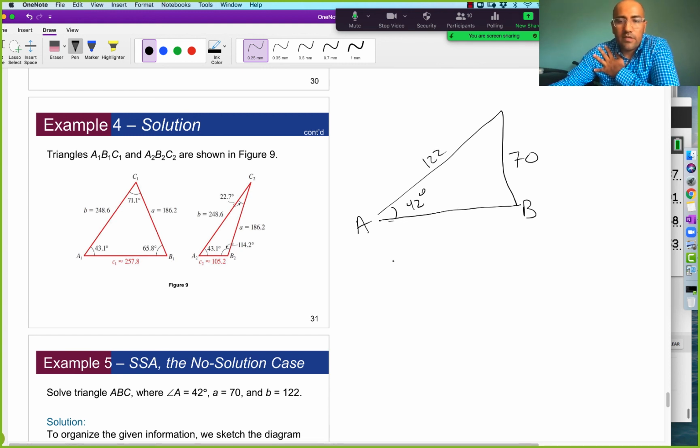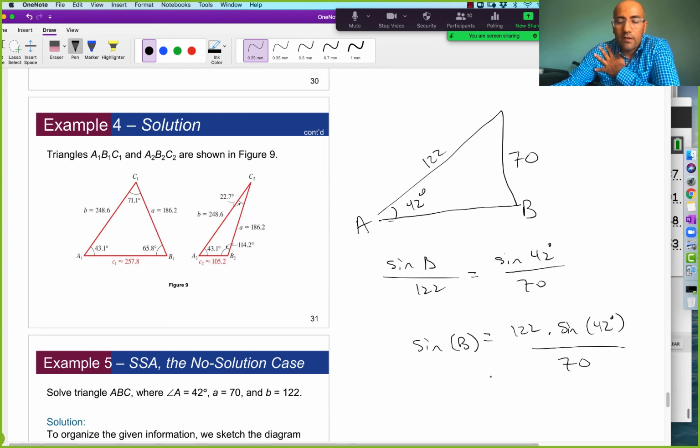Okay, so then we set up our sine function: sine of B over 122 equals sine of 42 over 70. So you move forward, sine of B equals 122 times sine of 42 degrees over 70. If something turns out to be wrong, and this is a no solution triangle, one of a couple of things is going to happen. You're either going to get sine of B equals some number that's outside of the range of sine. Remember, sine should give you an output that's a decimal between -1 and 1, including -1 and 1. So you can't have it equal positive 1.3, for example.